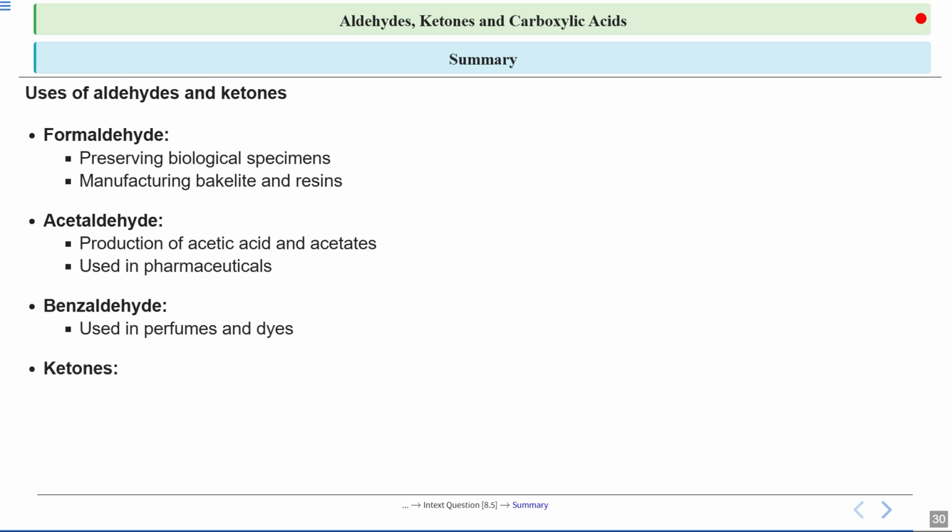And then we talked about the ketones. We saw that they are used in industrial solvents and cleaning agents. Their ability to dissolve various substances makes them valuable in manufacturing and maintenance.